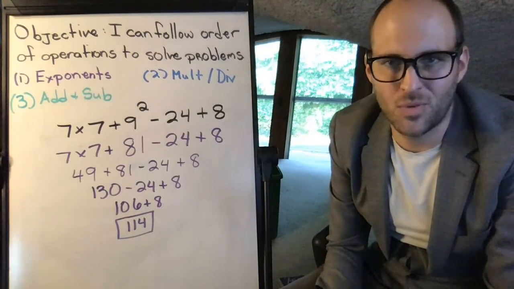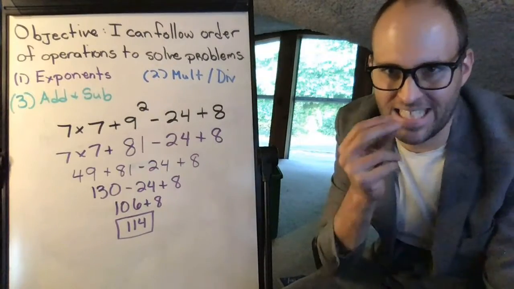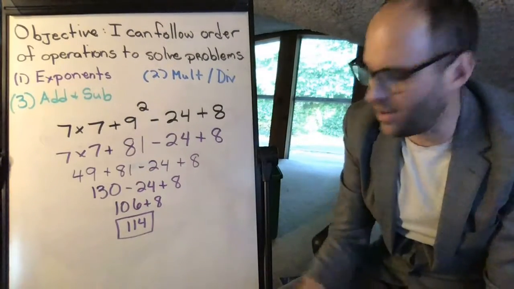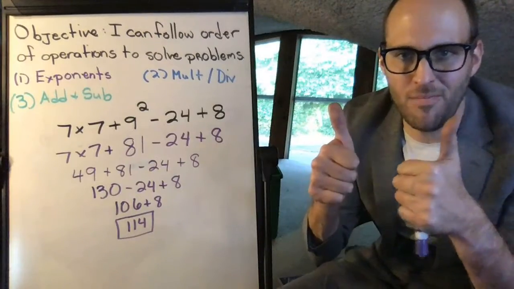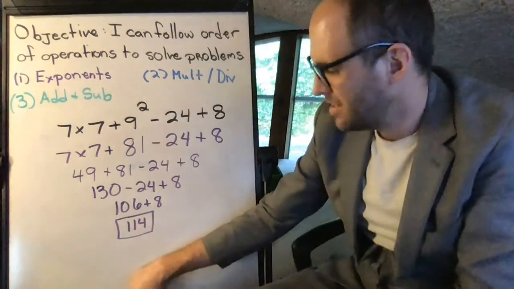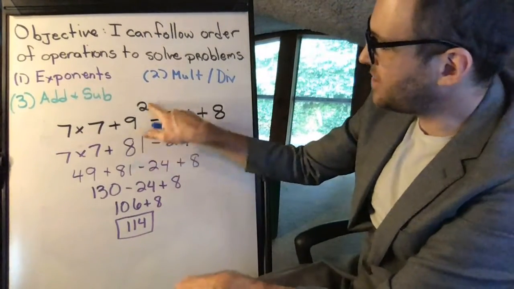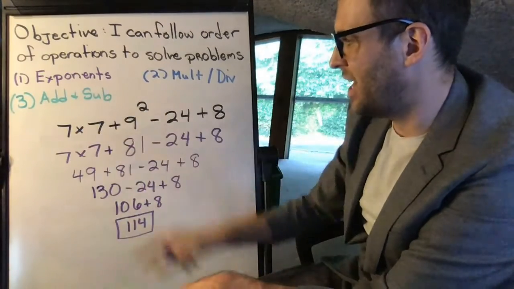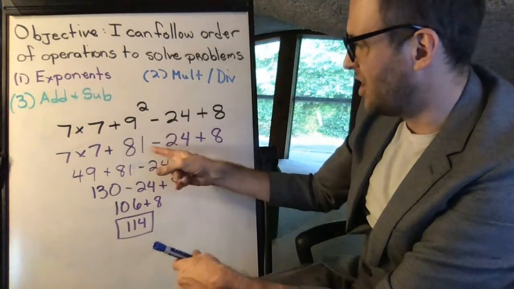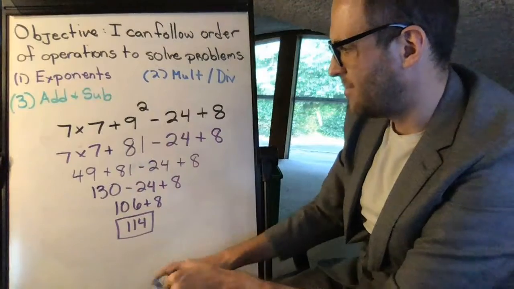That one, friends, was what we call in Italian a spicy meatball. But did you get 114? Because if you did, you have 2 thumbs up from me and the correct answer. So let's walk through it. 9 squared is 81. We had to bring down the 7 and the 7 and the multiplying. Don't forget the addition. Don't forget the minus 24 plus 8.